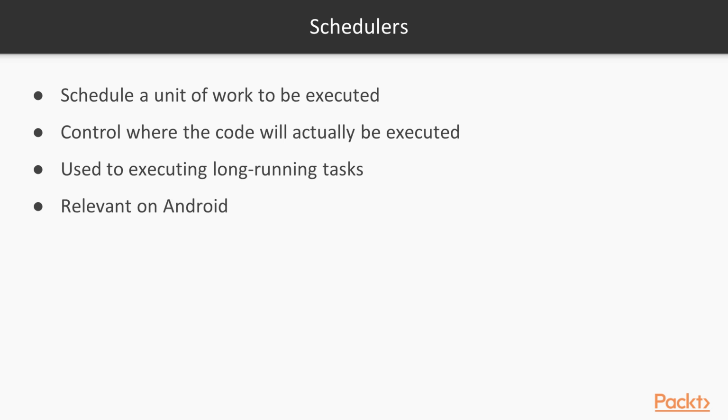Next, we'll learn about schedulers. Scheduler is something that can schedule a unit of work to be executed now or later. In practice, it means that schedulers control where the code will actually be executed, and usually that means selecting some kind of specific thread. Most often, subscribers are used to executing long-running tasks on some background thread so that it wouldn't block the main computation or UI thread. This is especially relevant on Android when all long-running tasks must not be executed on main thread.